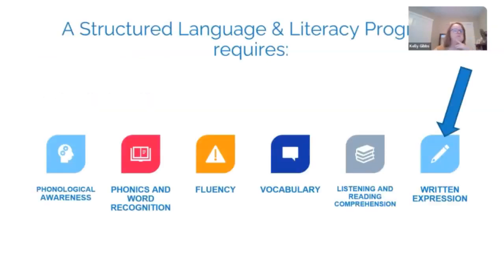We talked about as well in the beginning about how a structured language and literacy program has all of these requirements, which harken back to the 5 pillars of phonemic awareness, phonics, fluency, vocabulary, and comprehension. And here we have those. They've just been reorganized a touch. And also, we know we have to include the written expression as well.